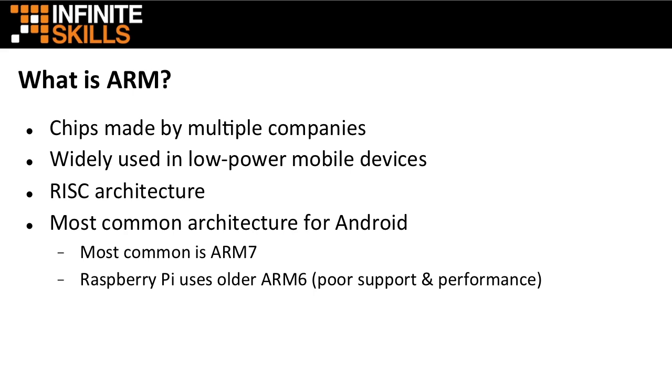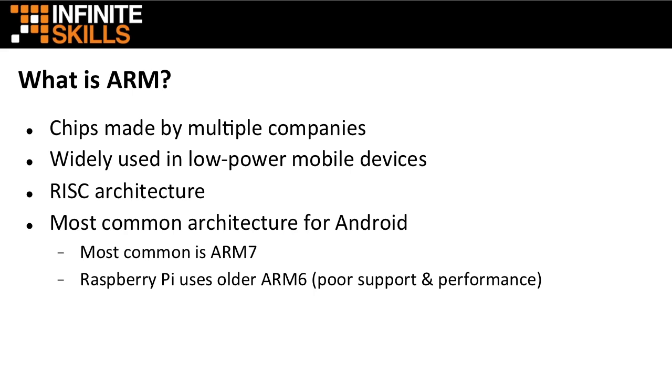Now, ARM chips are widely used in low power mobile devices, things like smartphones and embedded devices. They're used because they are very low powered, which is great if you're having to power something with a battery. They also have a RISC architecture, or a reduced instruction set architecture. That is different from your typical Intel or AMD desktop chip, in that those are what we call complex instruction sets. More about that in a bit.